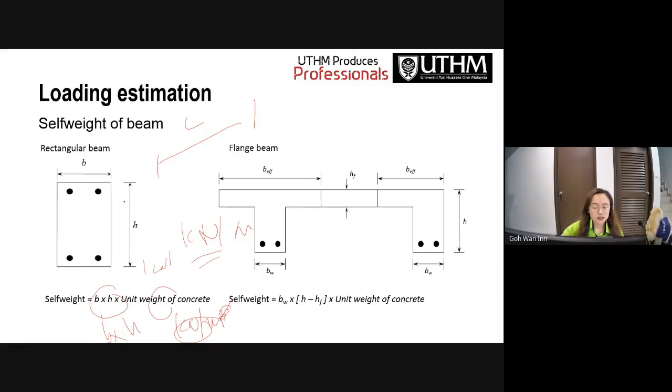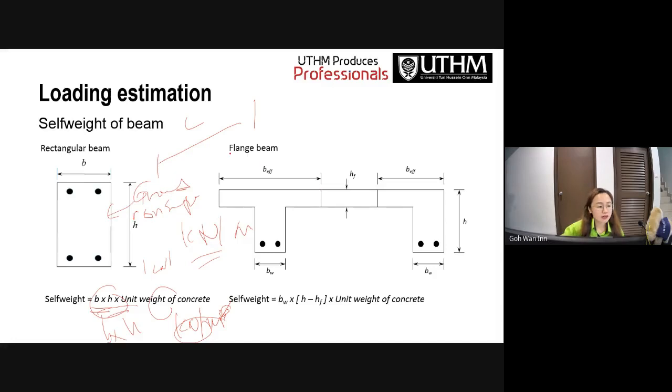So B and H, okay? Times the unit weight of concrete, then you will get the self weight of concrete per unit length, kilonewton per meter. For rectangular beam, you will use B times H, okay? Because this is not connected to the slab. This one normally used at the ground floor for those with non-suspended floor. Non-suspended floor means it's not connected to the slab. Or either if you have the rooftop, like the rooftop with only roof truss on it, you have no slab, then you are using the rectangular beam.